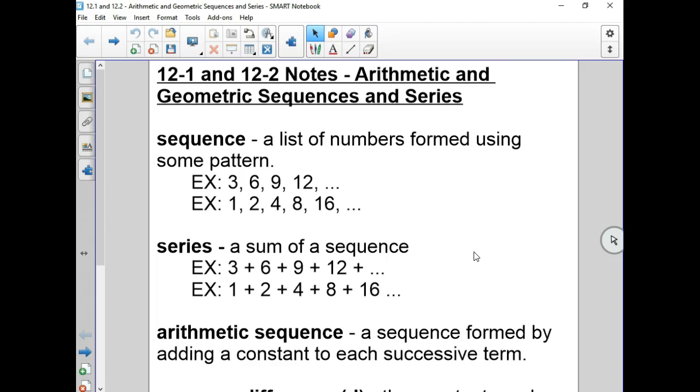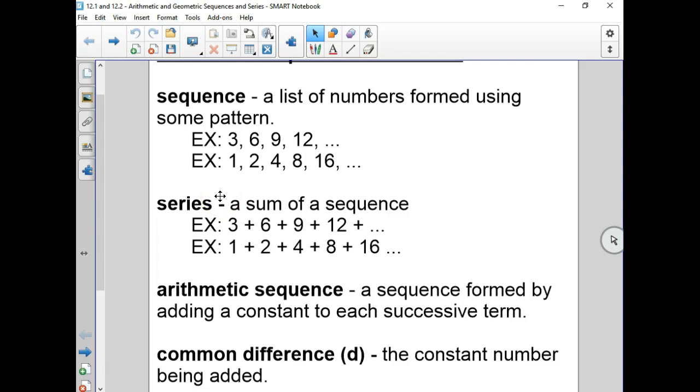So for example, if we took the two sequences that are given here and we added all of those numbers together, that would be the series. So 3 plus 6 plus 9 plus 12 plus so on would be the series that goes with this sequence. So we're first going to start by talking about arithmetic sequences.